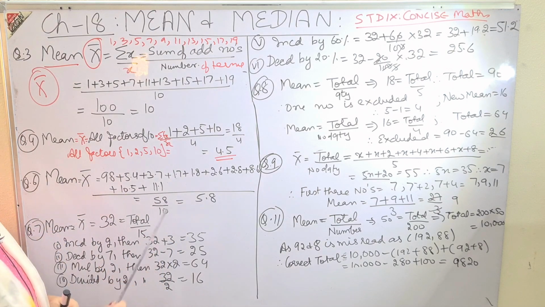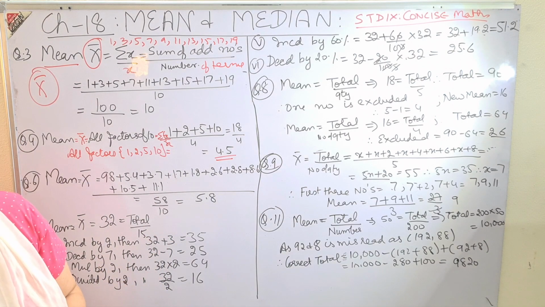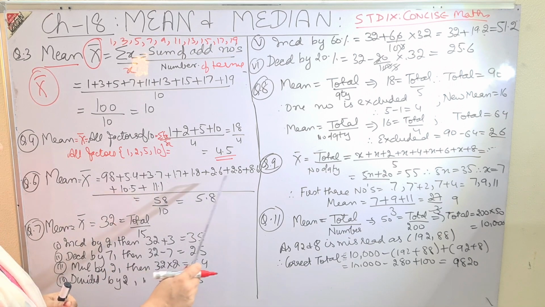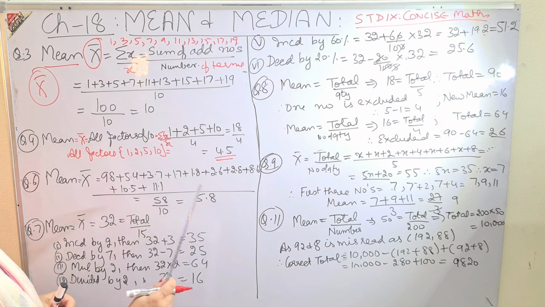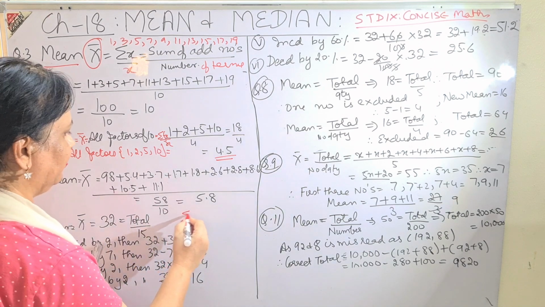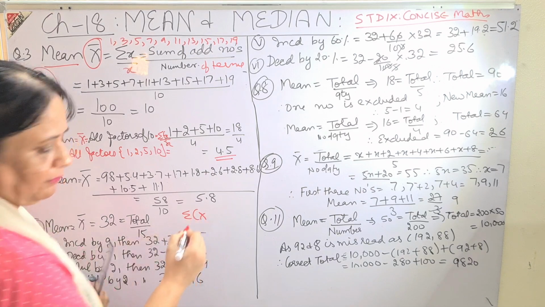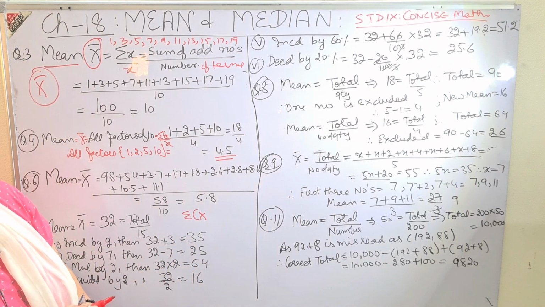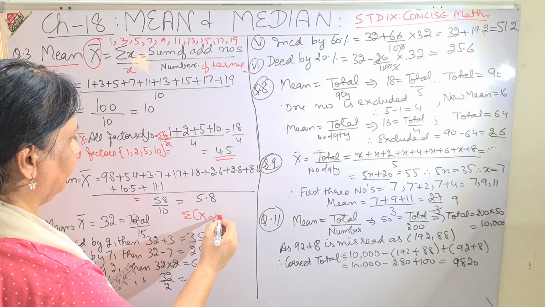Then again the mean, question number 6. Again the mean of so many quantities in decimals they have given. I have added all the quantities, and since there were 10 quantities, when I add I got 58 upon 10, and so 5.8 is my mean. Now in this question they have asked you the mean X bar, then the value of summation of X minus X bar.